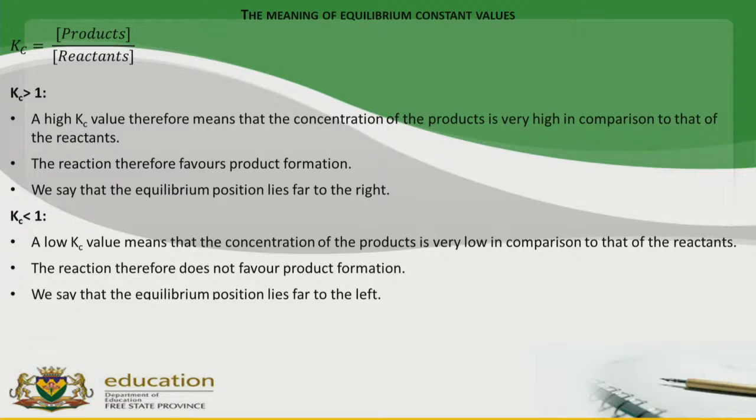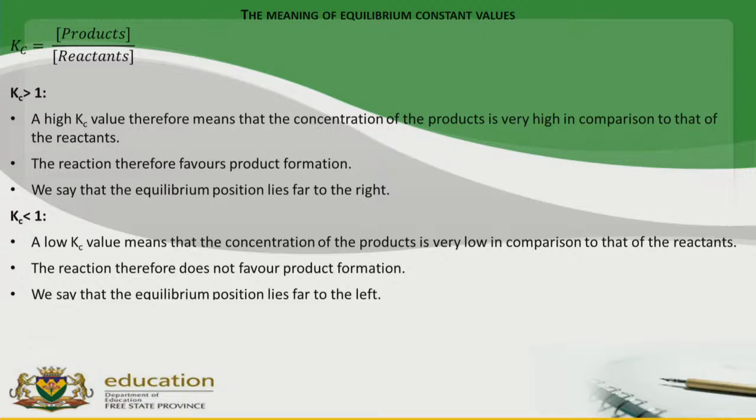You know that when you are calculating the equilibrium constant, you will use the concentrations. So it will be the concentration of whatever is on the right hand side, which we usually call the product, divided by the concentration of everything on the left hand side, which we usually call the reactants. So if the Kc is greater than 1, or if the Kc value is high, it means the concentration of the products is higher than the concentration of the reactants. That is why the Kc is greater than 1.